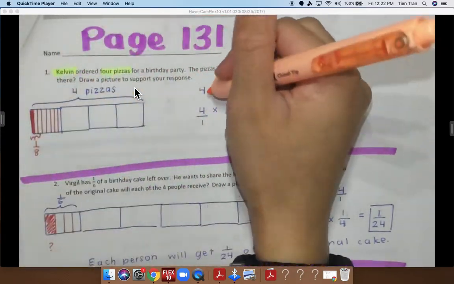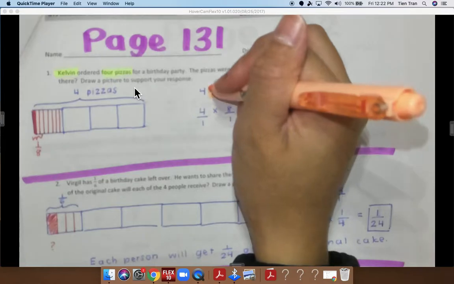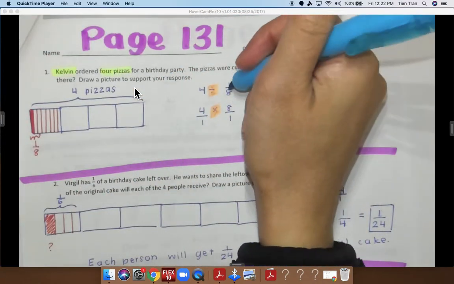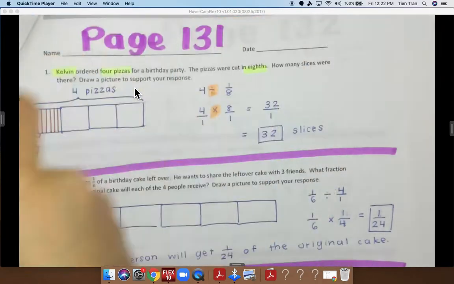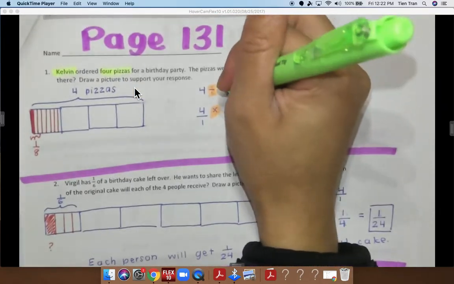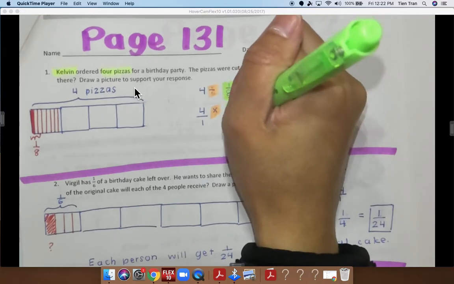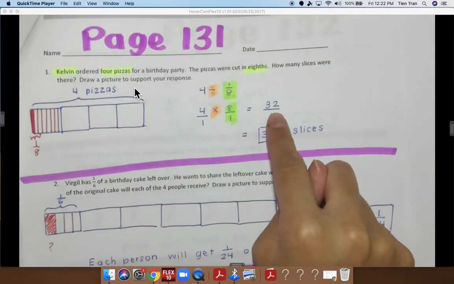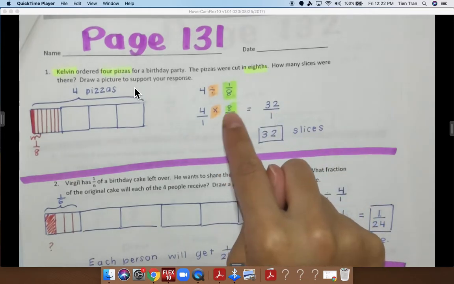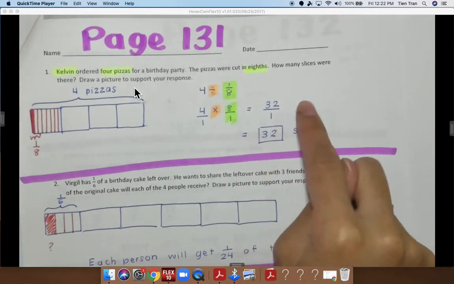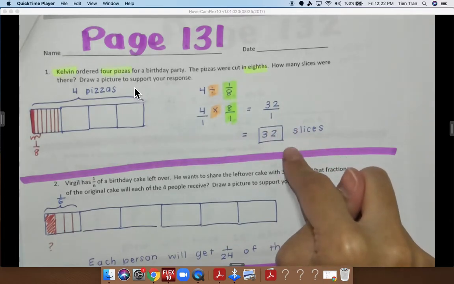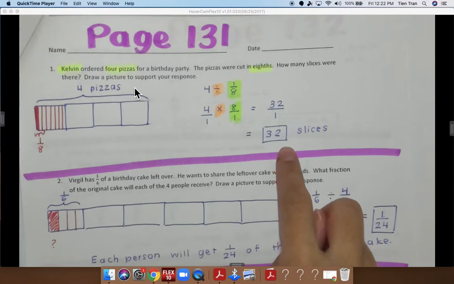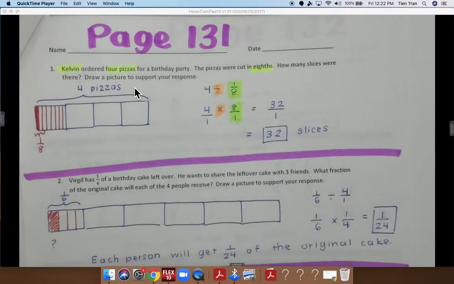The first thing I'm going to do is change my division sign into a multiplication sign. And then my 1/8 is going to be flipped and it is going to change to 8/1. 4 times 8 is equal to 32. 1 times 1 is equal to 1. So 32 divided by 1 is equal to 32 slices. So my answer is equal to 32 slices.